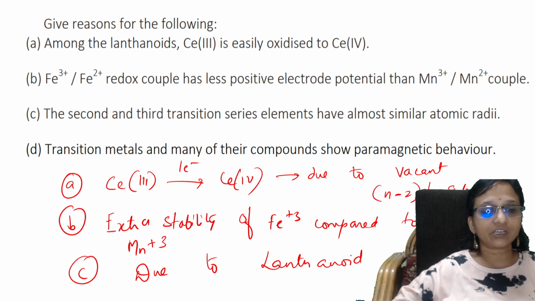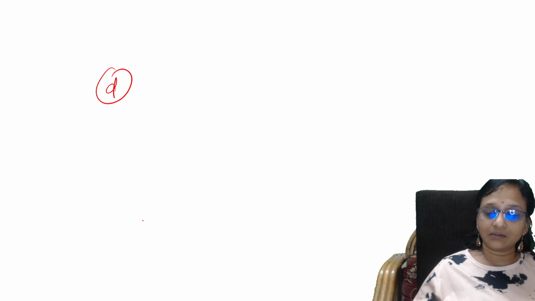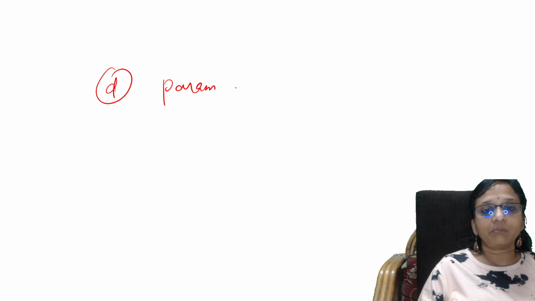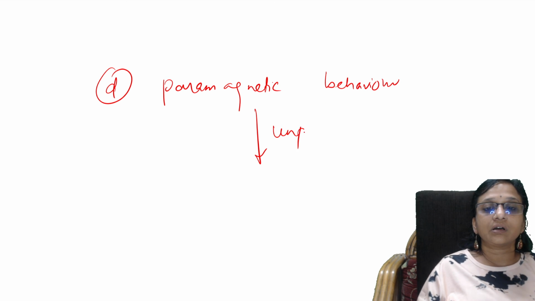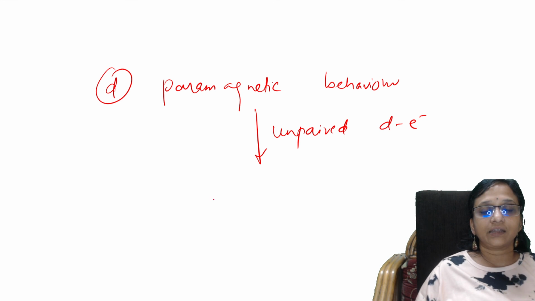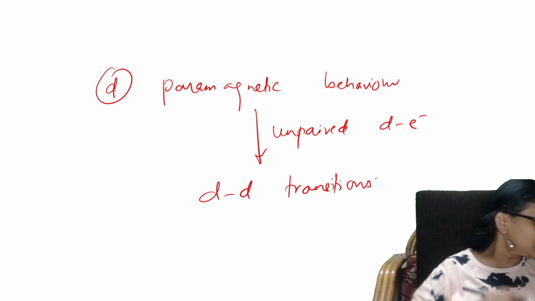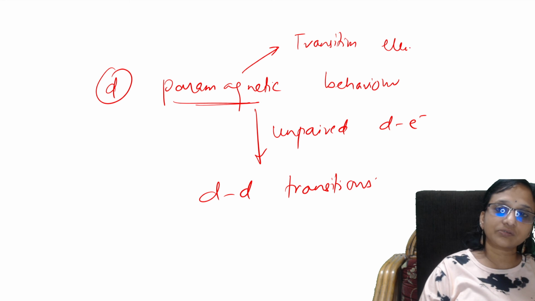Transition metals and many of their compounds have paramagnetic behavior. Why? Okay. Paramagnetic behavior, always remember, is due to unpaired d electrons and d-d transitions. Because of these unpaired d electrons and d-d transitions, automatically paramagnetic behavior is more in transition metals. Okay, students, done.